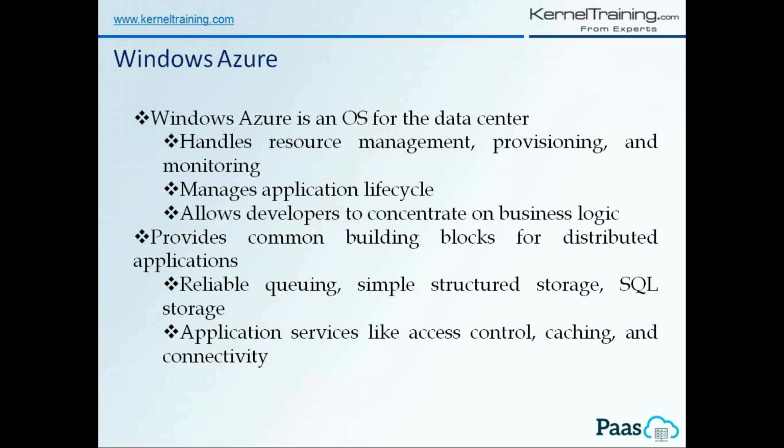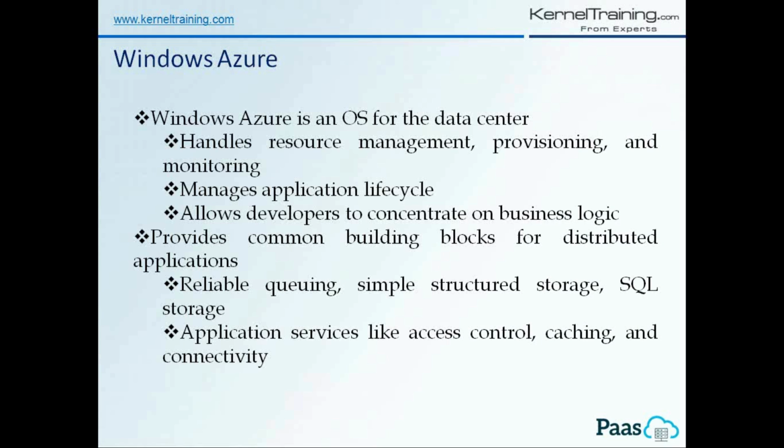Now, application services, like we can have access control, caching and connectivity. Access control means, once we put your application inside your cloud, how does authentication happen? That can be done using access control. And caching means you can put your data cache inside your cloud so that it is readily available, and it will be much faster when you are using it for session state management.